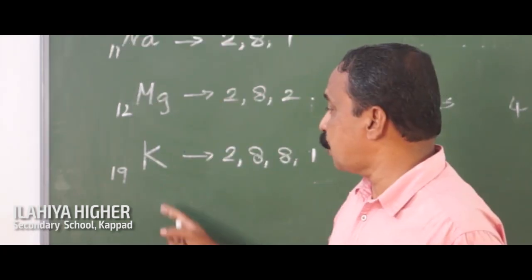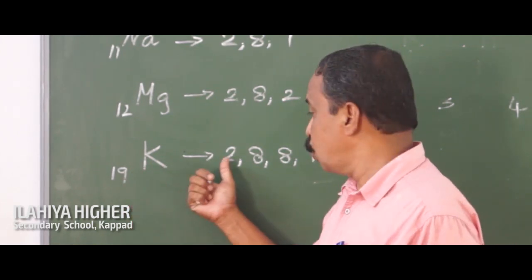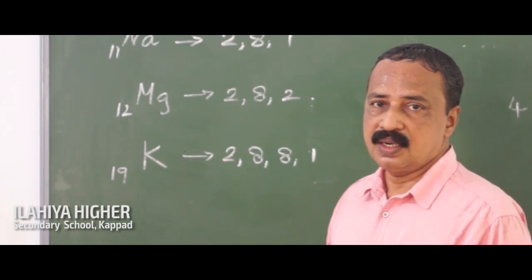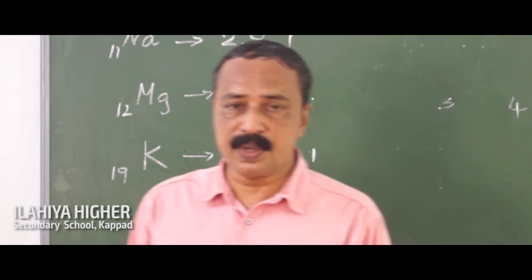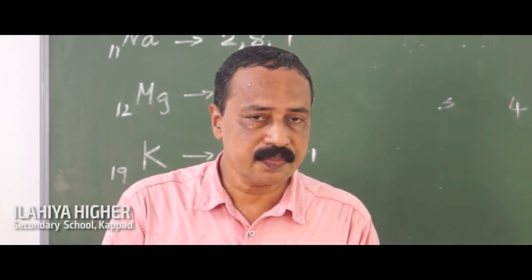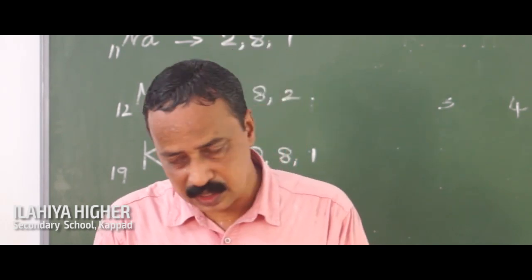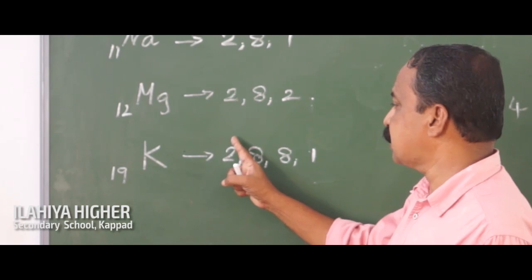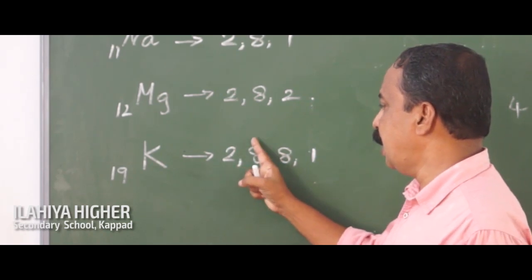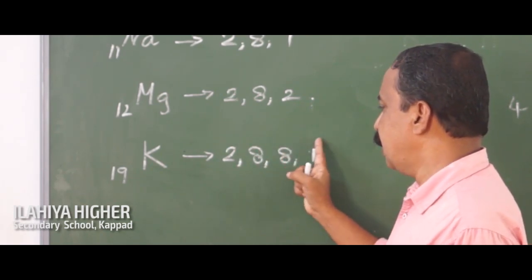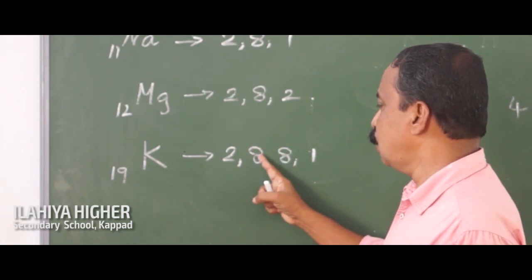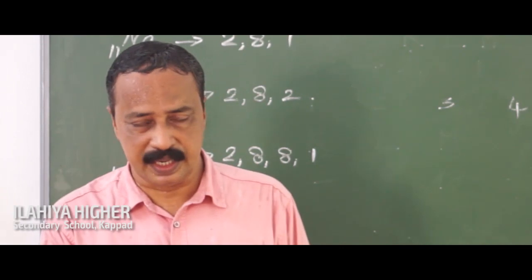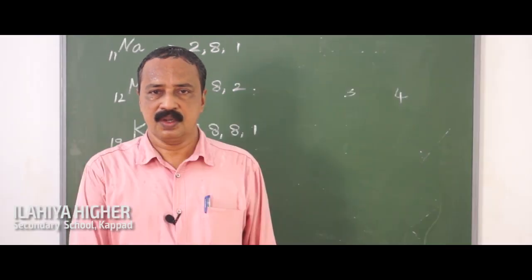The electronic configuration of potassium is 2, 8, 8, 1. So in which group does potassium belong? First group. In which period? Count the shells: K, L, M, N. 1, 2, 3, 4. In which period? Fourth period. Okay?